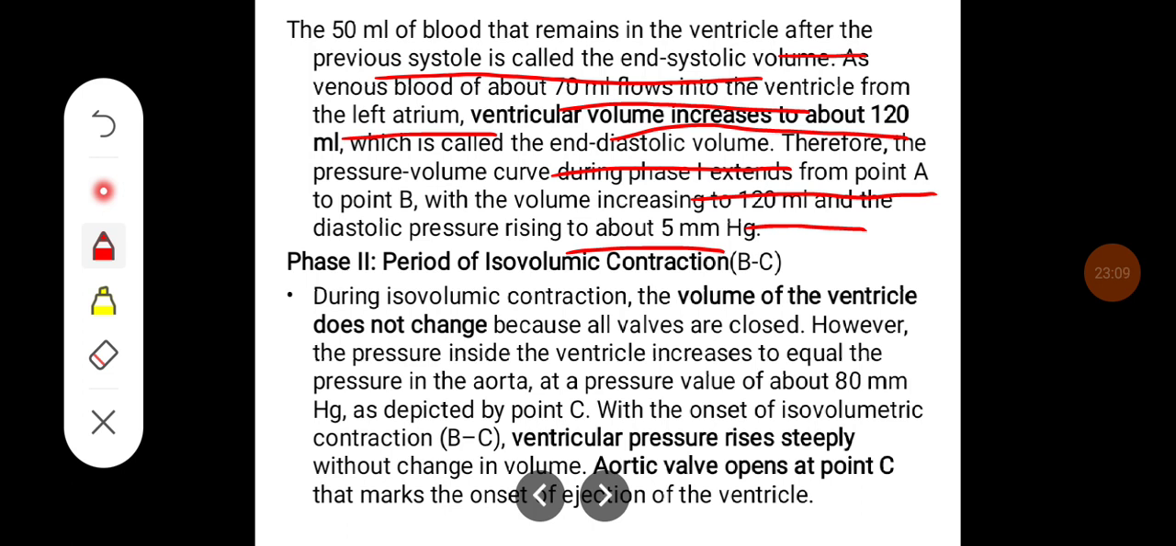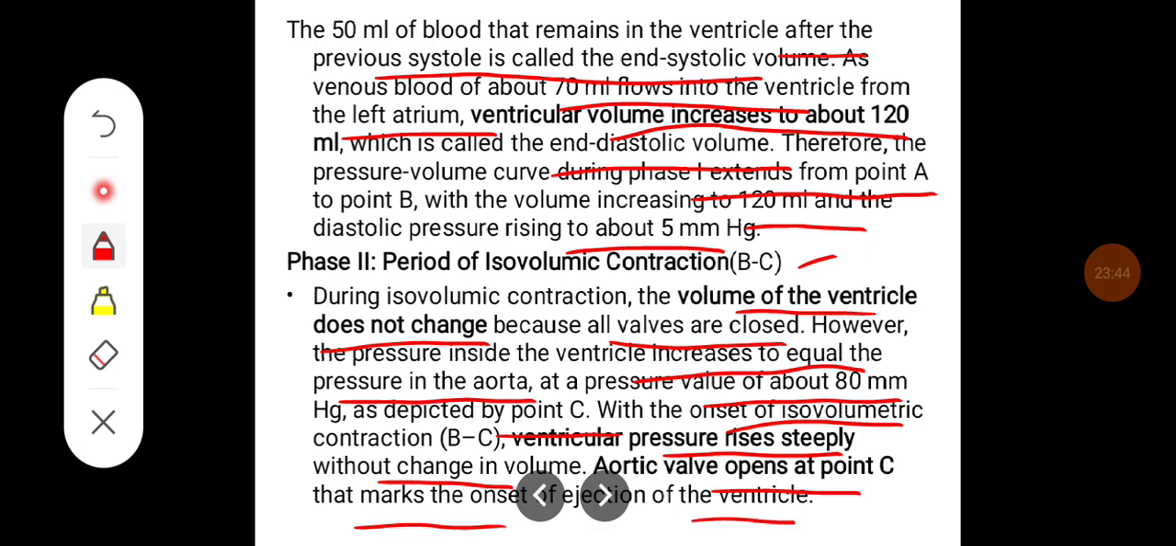Phase 2 is the period of isovolumetric contraction, B to C. During this isovolumetric contraction, the volume of the ventricle does not change because all valves are closed. However, the pressure inside the ventricle increases to equal the pressure of the aorta at a value of about 80 mmHg, as depicted by point C. So with the onset of isovolumetric contraction, the ventricular pressure rises steeply without change in the volume. The aortic valve opens at point C, which marks the onset of ejection of the ventricle.